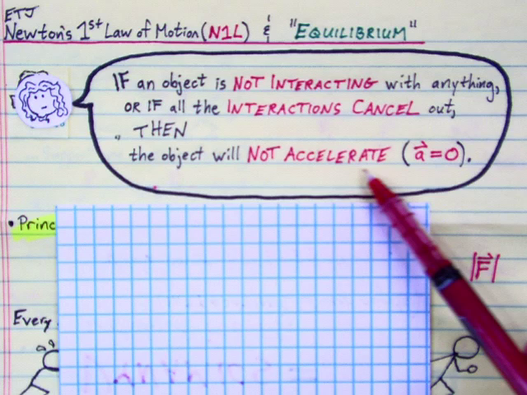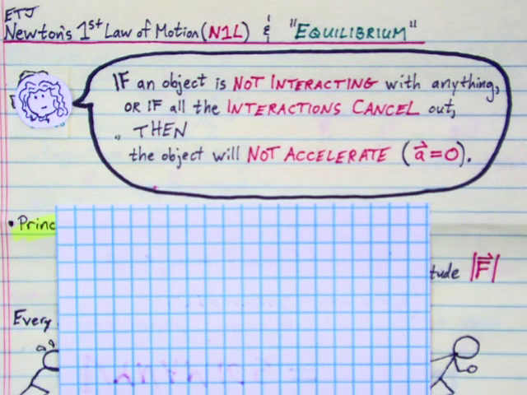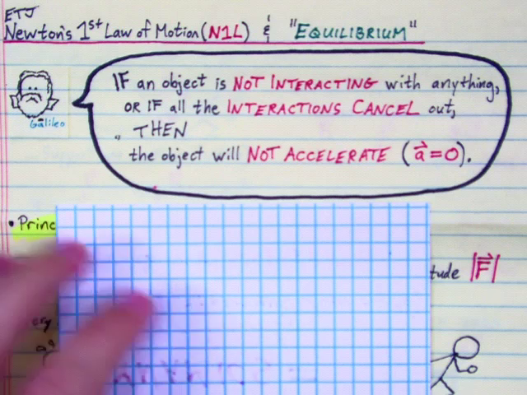object will not accelerate. Except it wasn't Newton who first realized this, it was Galileo, about 50 or 60 years earlier. Newton took this idea and rephrased it in terms of forces.